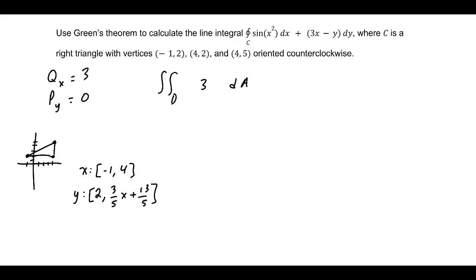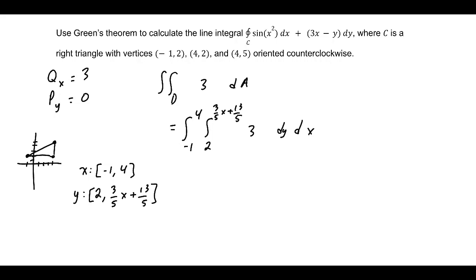So our double integral over the region D with respect to A of 3 is going to be equal to the integral from −1 to 4 with respect to x of the integral from 2 to 3/5 x plus 13/5 with respect to y of the function 3.